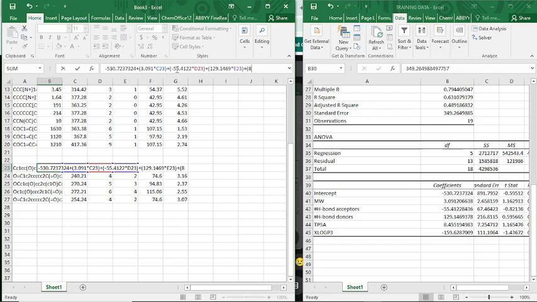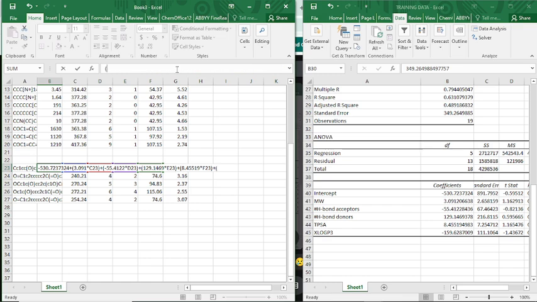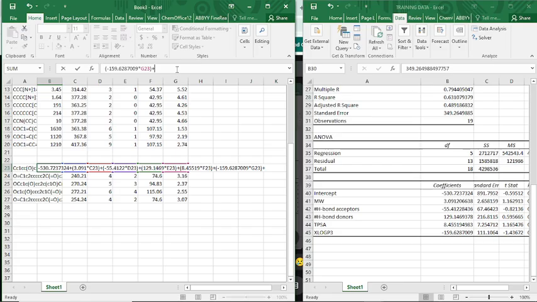TPSA 8.45519 times F23 for mine, close bracket, plus, open bracket, minus 159.628709 times G23, close bracket, then plus my residue, which is the epsilon, 349.2649885. So this is easier.